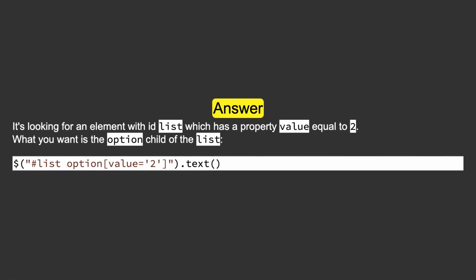It's looking for an element with the ID list, which has a property value equal to 2. What you want is the option child of the list, as follows.